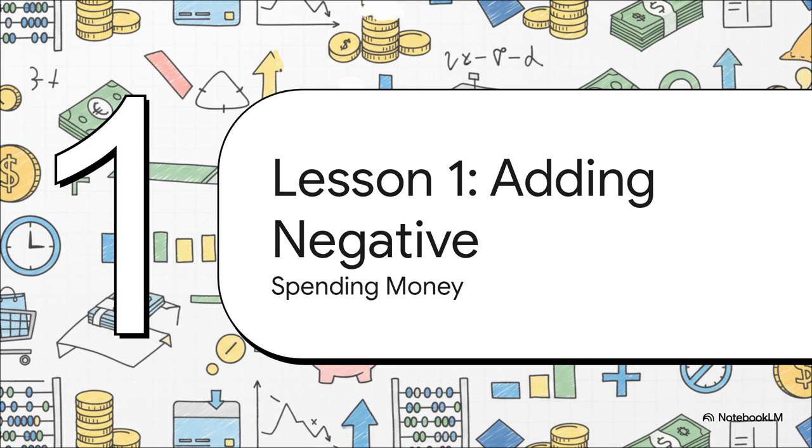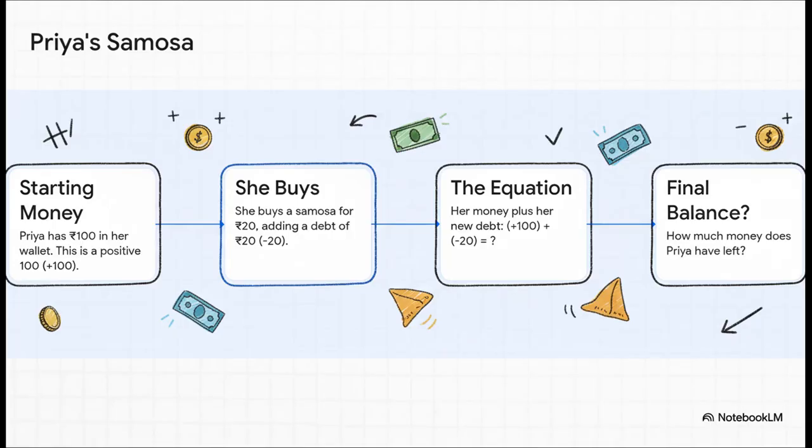Adding a negative number is exactly like something you do almost every day, spending money. So let's look at Priya's story. She has a crisp 100 rupee note in her wallet. That's a positive 100. Now, she's feeling a little bit hungry, so she goes to the canteen and buys a yummy hot samosa for 20 rupees. When she buys that samosa, she is adding a debt of 20 rupees to her day. So the equation is her positive 100 plus a negative 20.